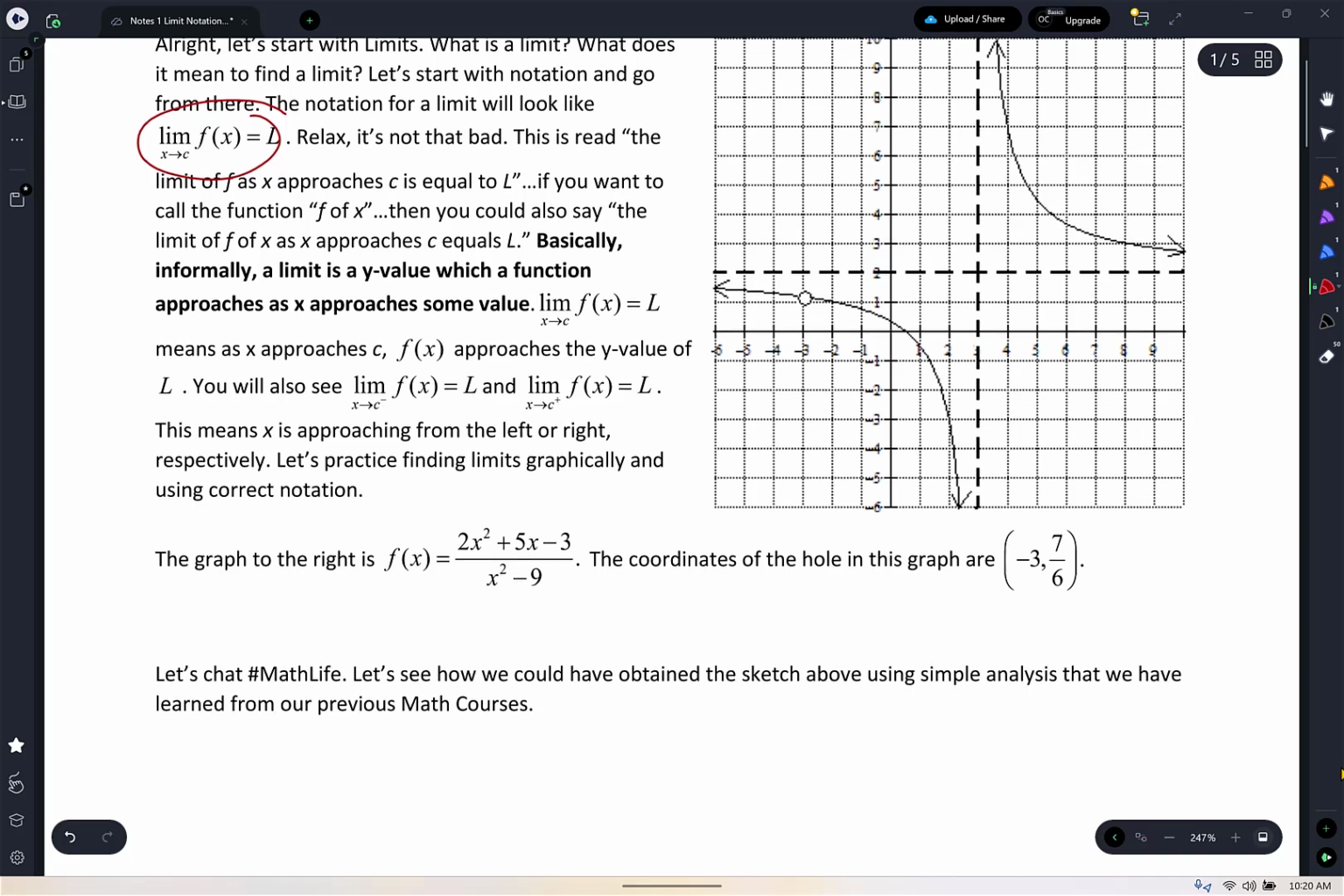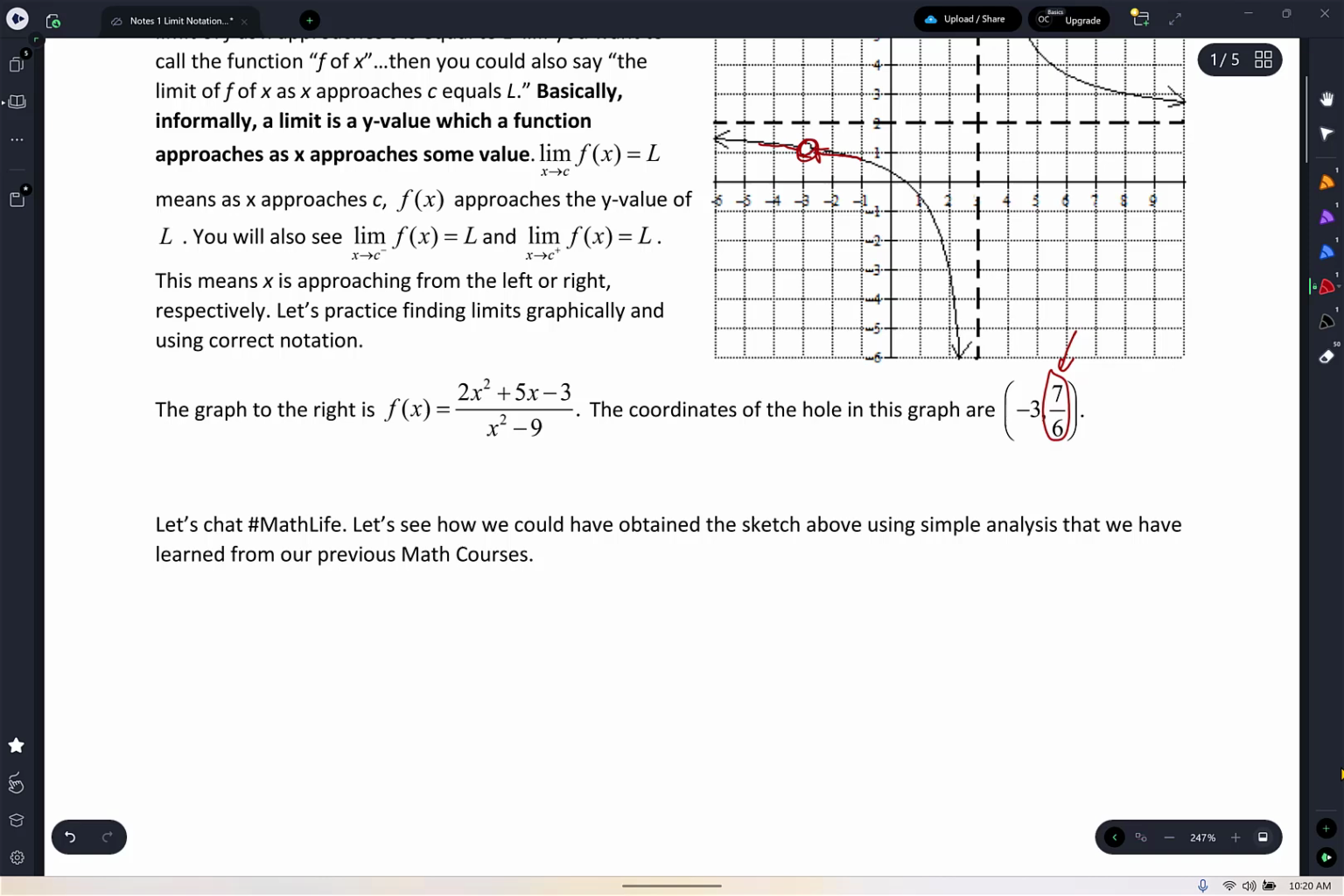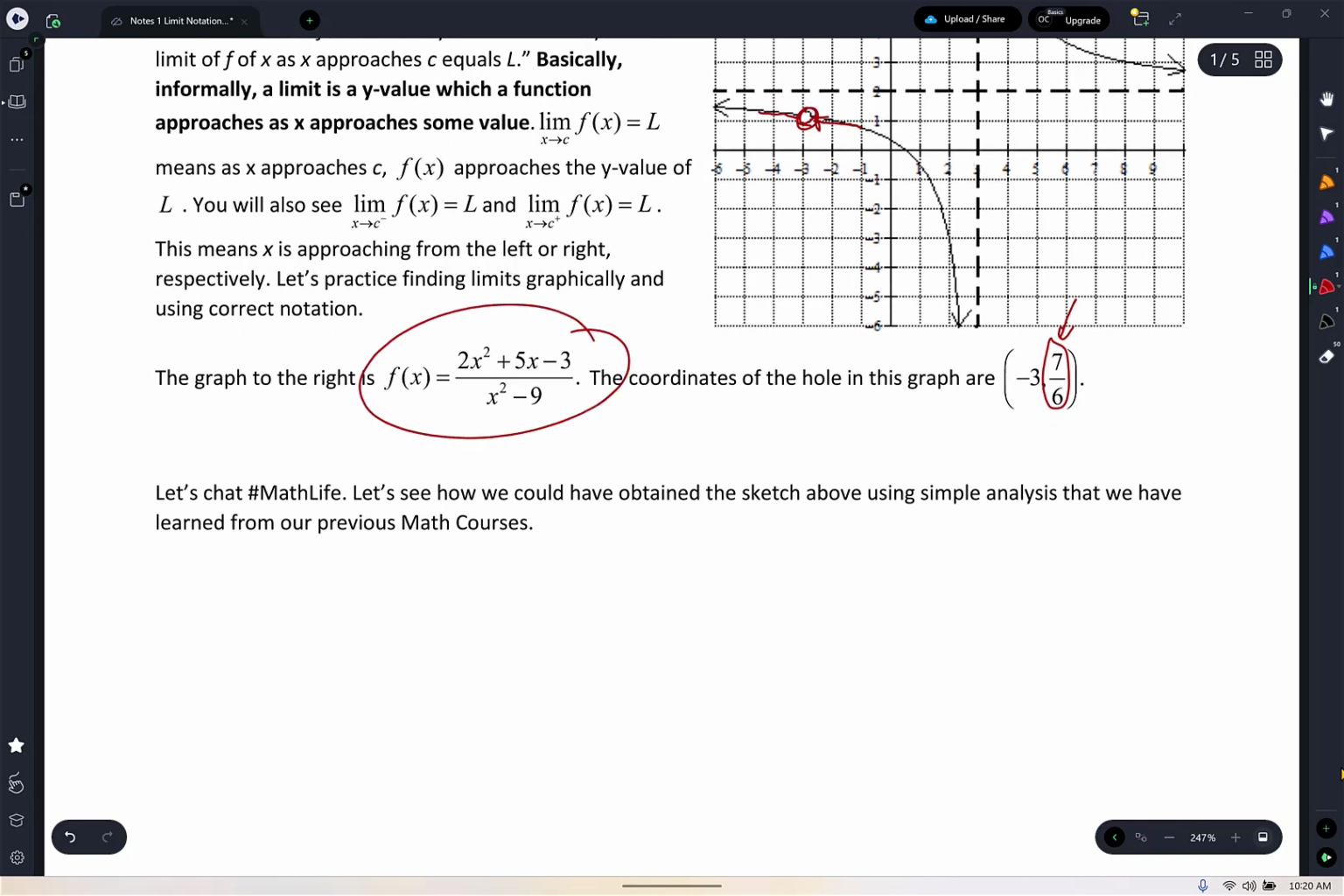Okay, so check it out. Look at this. If I approach -3 from the left, I'm approaching this y value of 7/6. If I approach -3 from the right, I'm approaching this y value of 7/6. Now, I know there's a hole there. How did they figure this all out, right? So here's this function. This is just a review, and I'm going to go slow. I can already tell that I'm going really fast, so let me go really slow.